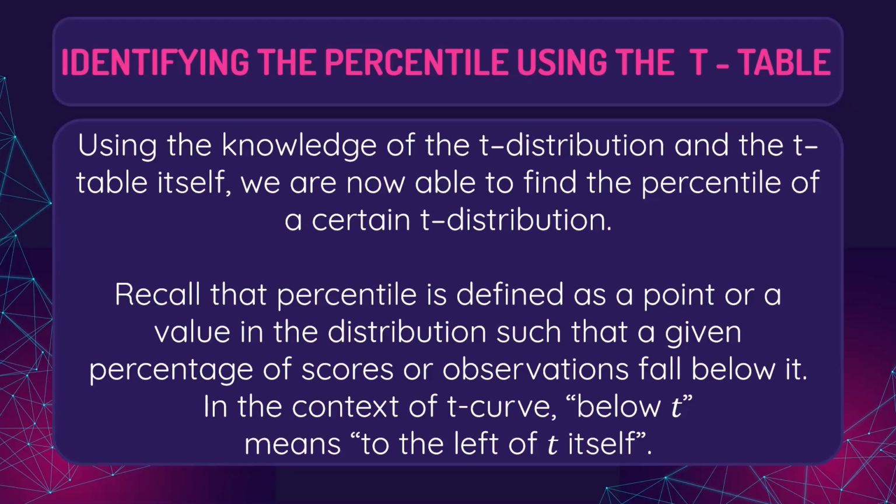Okay, so now, let's have the identifying the percentile using the t-table. So using the knowledge of the t-distribution and the t-table itself, we're now able to find the percentile of a certain t-distribution. Recall that the percentile is defined as a point or a value in the distribution such that a given percentage of scores observation fall below it. In the context of t-curve, below it means to the left of t itself. Take note when we said below, it means to the left of t itself. So let's have the example.